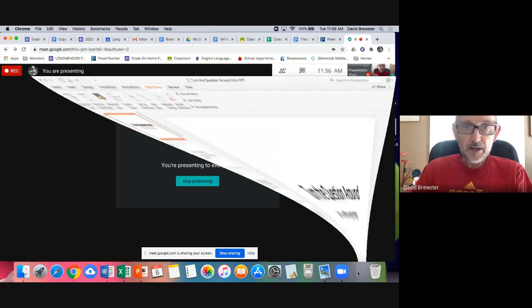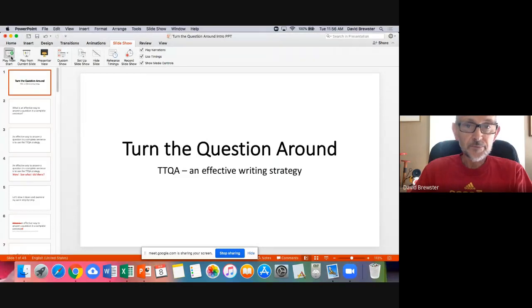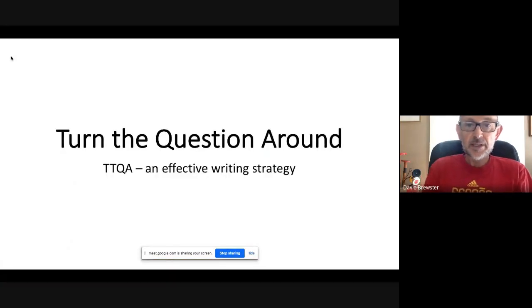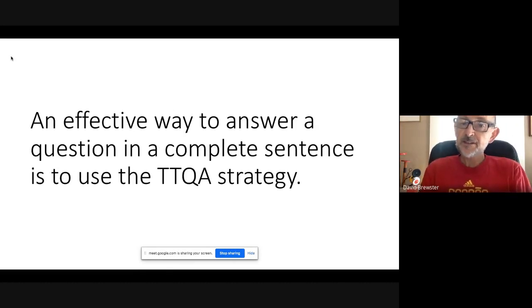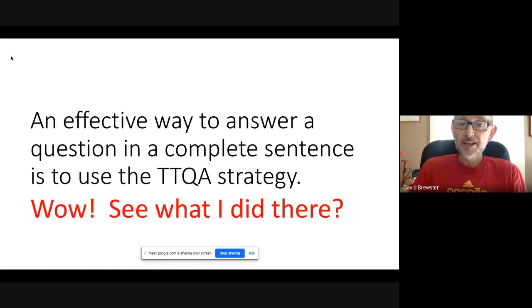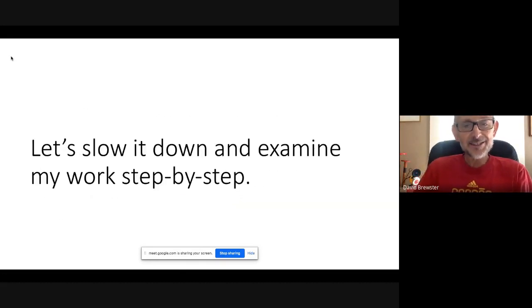So let me put up the slideshow here. Again, this is turn the question around, or TTQA, which is a great writing strategy for answering questions. So what is an effective way to answer a question in a complete sentence? An effective way to answer a question in a complete sentence is to use the TTQA strategy. Wow, did you see what I did there? Probably if you're paying attention, but if not, let's slow it down and examine my work step by step.